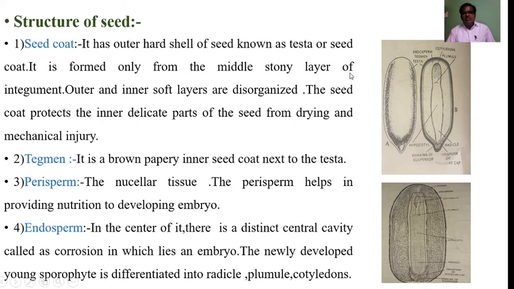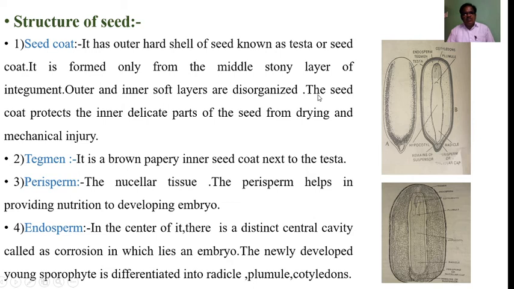That is, the integument is made up of three layers. The outer layer and the inner layer are comparatively fleshy. But the third layer, which is present at the center, is the stony layer. And this stony layer of the integument is responsible for the formation of the seed coat. Then when the seed coat is formed, the outer and the inner fleshy layers get disorganized and disappear at the stage of maturity of the seed.